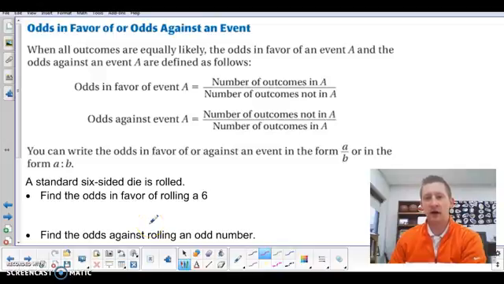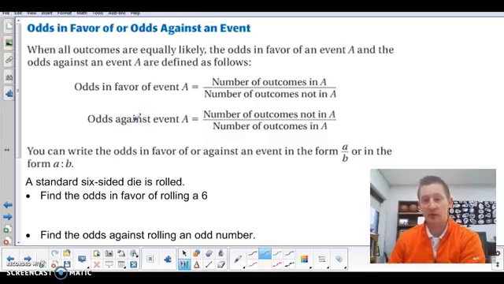Third video in our defining probability lesson is actually looking at something a little bit different. That's the idea of odds. Probability and odds are two words that are interchanged quite a bit, and actually that's incorrect to do so because odds is a different thing than probability.